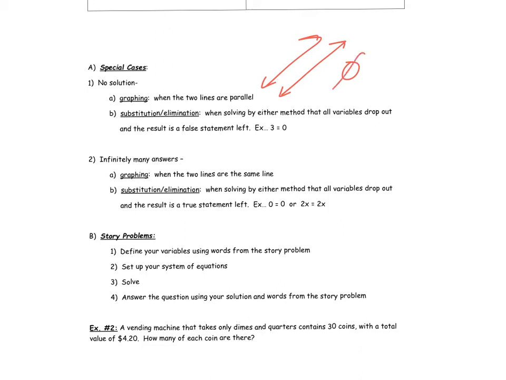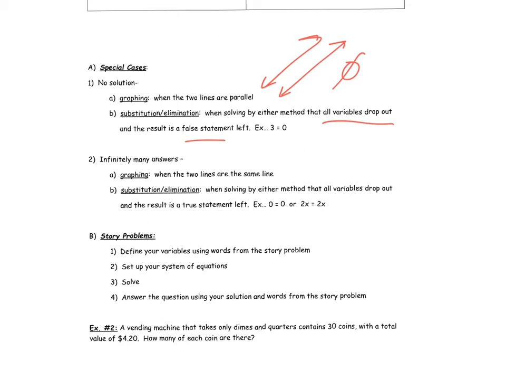Okay? The other way you get no solution is when you're doing substitution or elimination and the variables totally drop out. So the variables drop out and you get a false statement like 3 equals 0, 5 equals 4. That also is a no solution.